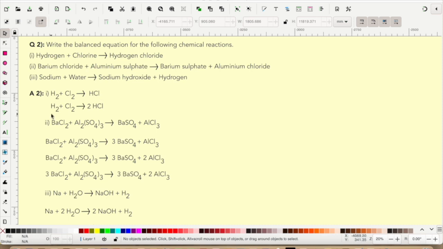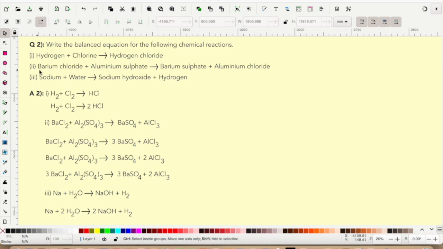On left hand side there are two hydrogen atoms and on the right hand side there is only one hydrogen atom. So we write 2 before HCl. Now there are two hydrogen and two chlorine atoms on right hand side as well as on left hand side. So the equation is balanced.